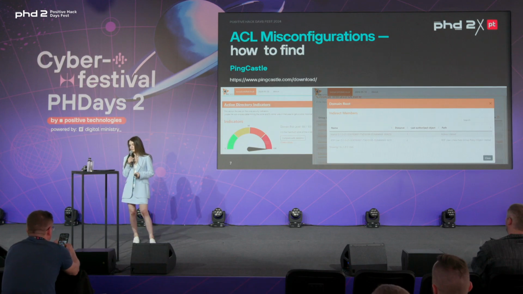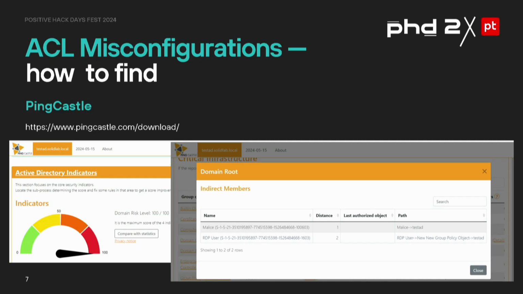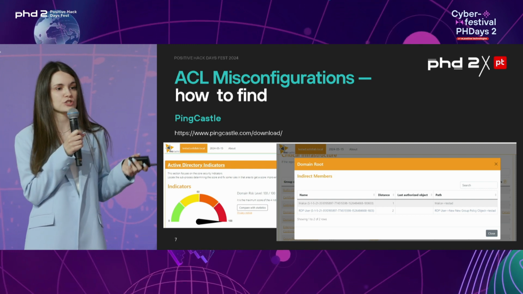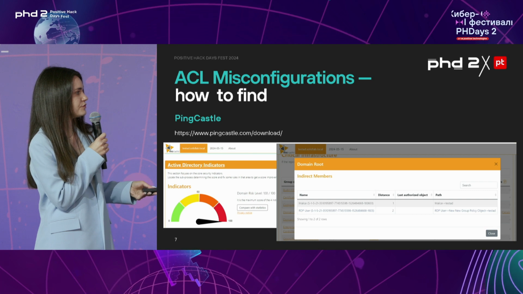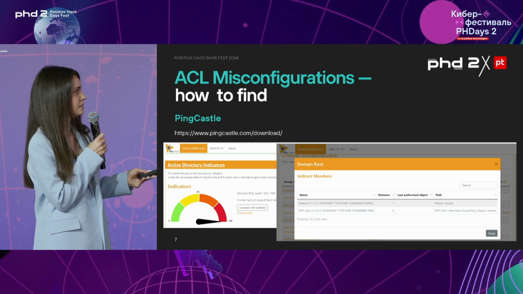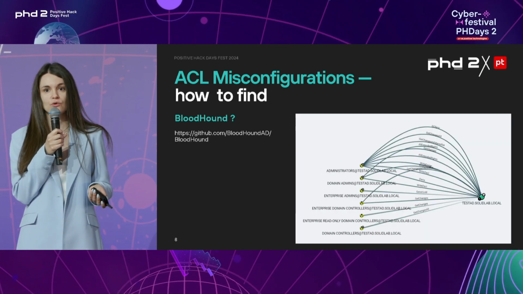There is another interesting tool called PingCastle. In addition to those terrible graphs, it also provides a lot of information on configurations, but you have to know how to read it. It may not be obvious. The tool is free of charge, and we could find the malicious user with the help of this tool. It showed us that the malicious user has rights to the domain object.